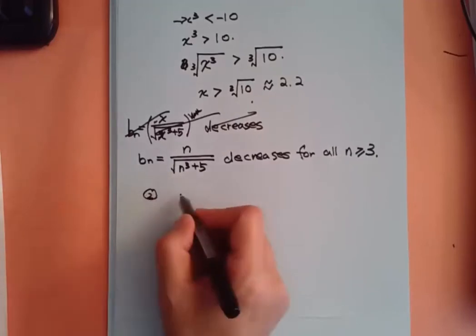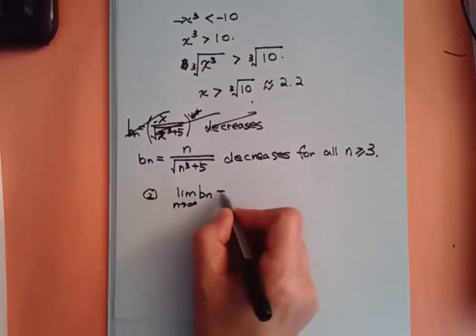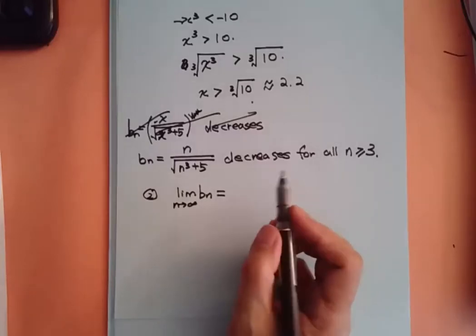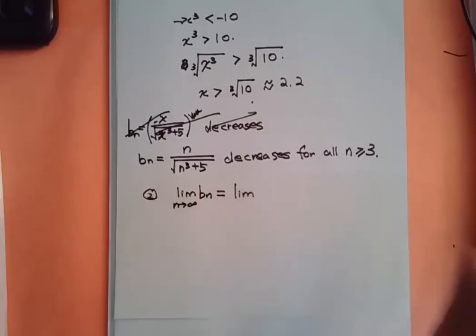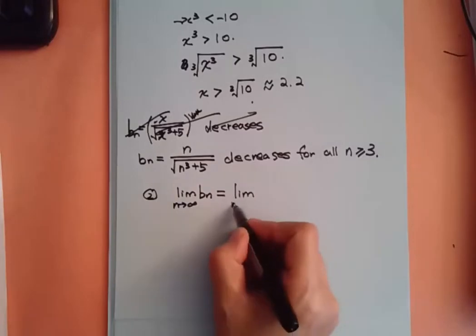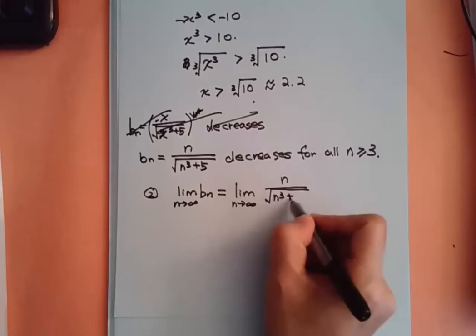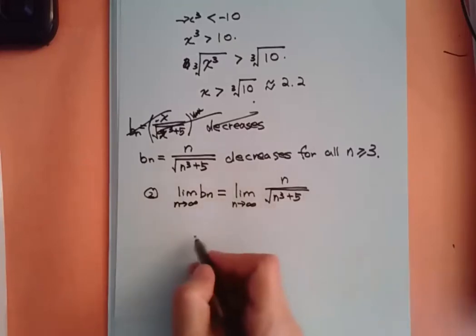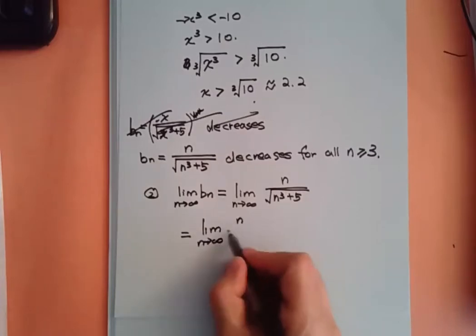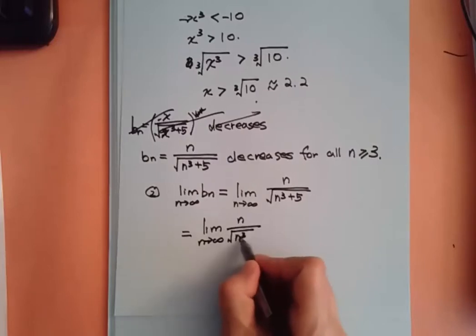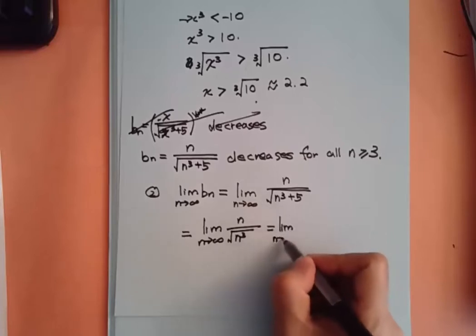The second condition is whether the given sequence converges to zero or not, right? So we consider the limit as n goes to infinity of n over square root of n cubed plus 5, and we care about the top degree term. So limit as n goes to infinity of n over square root of n cubed.